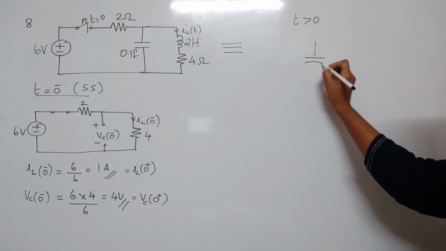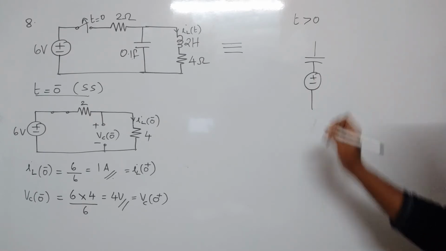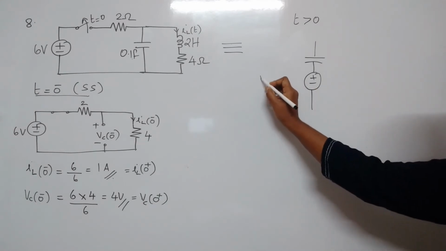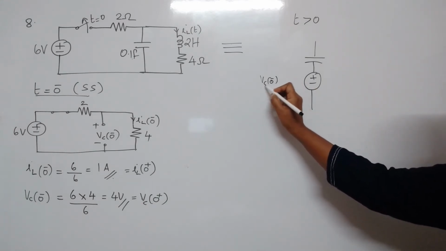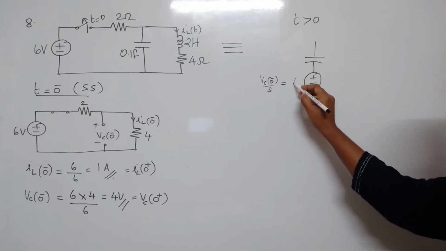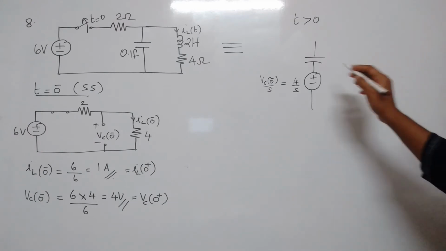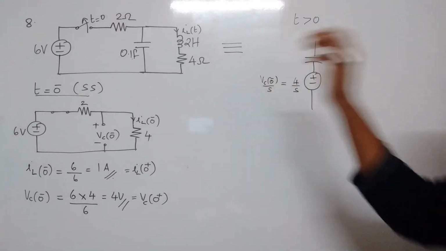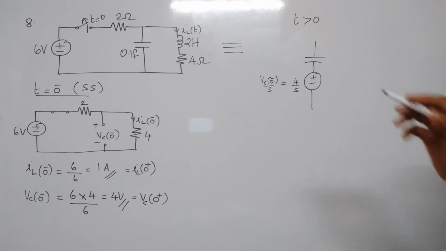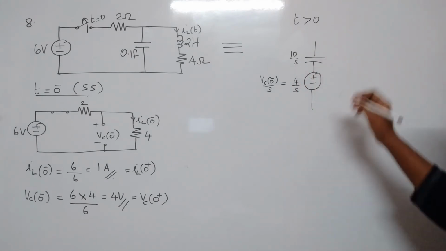You will get a capacitor in series with a voltage source. The value of this voltage source will be VC of 0 minus by S. That is, VC of 0 minus is 4, so this will be 4 by S. The capacitor is 0.1 farad, so 1 by CS will be 10 by S.